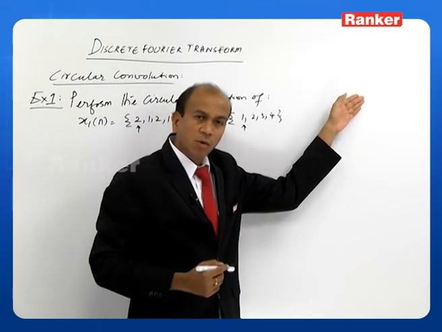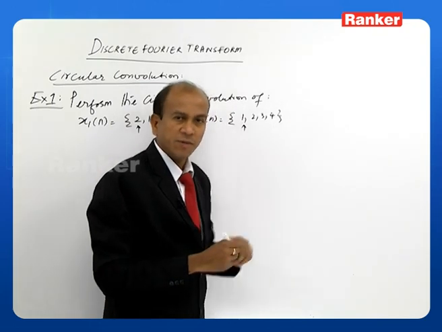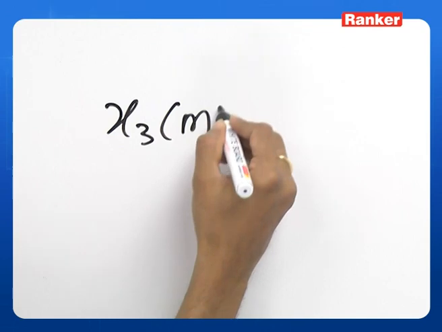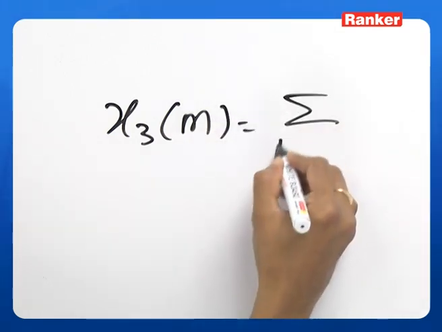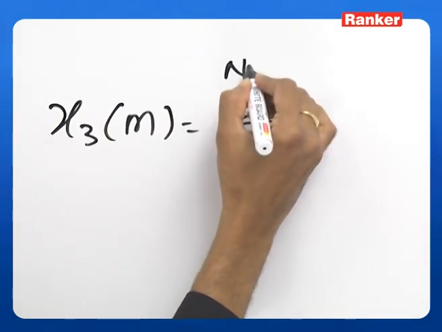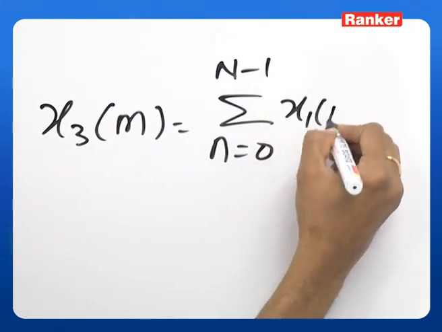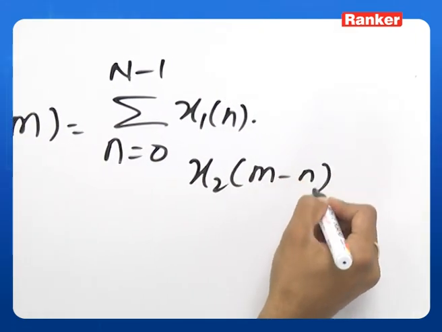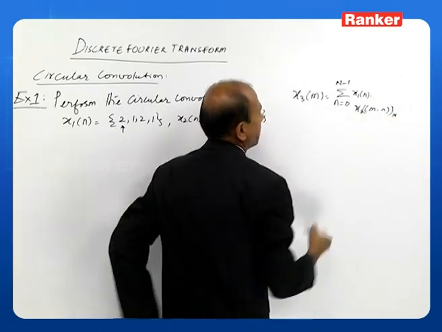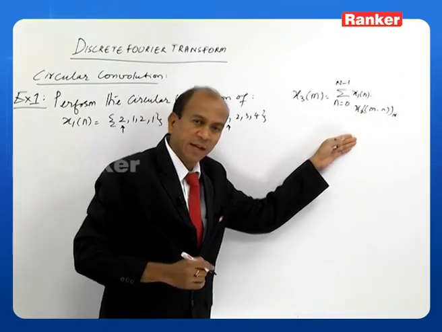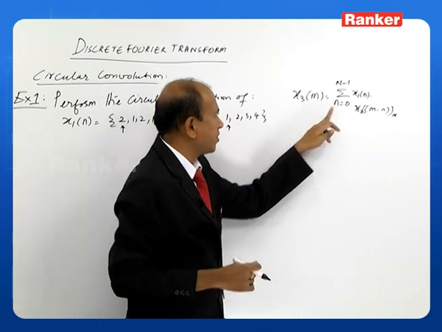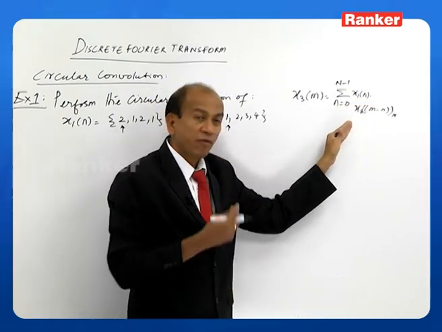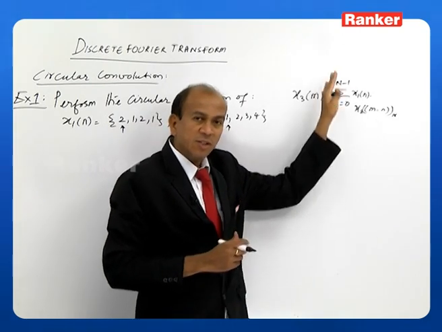Let us also make note here of the formula which we have studied earlier. For circular convolution, x3 of m is given by the summation n equal to 0 to N minus 1 of x1 of n multiplied by x2 of (m minus n) modulus N. Let me correct myself: x3 of m is equal to the summation n equal to 0 to N minus 1, x1 of n, x2 of (m minus n) modulo N. So, this is the formula.